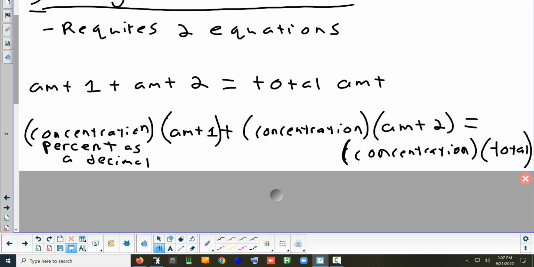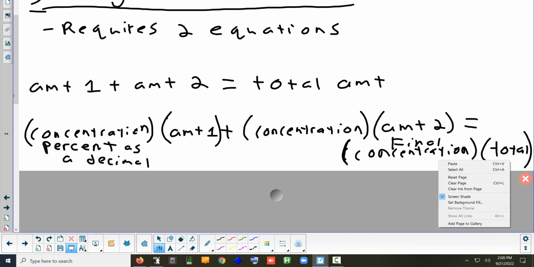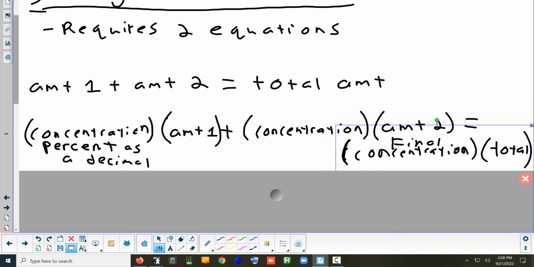That's the left side. And the right side is going to be given to you in the problem. This is the final concentration. What do they want you to mix the two together to make? 70%, 30%, 12%, what do they want you to make? That's the final concentration. And the total is how many gallons or liters or whatever they want you to make. So you're always going to know these two numbers on the right. The only thing you're not going to know is amount 1 and amount 2. Everything else there will be a number.